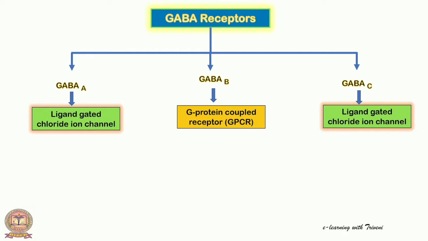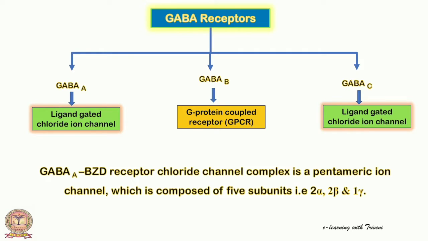GABA, barbiturates and benzodiazepines primarily show their pharmacological activity by binding to various sites present on the GABAa benzodiazepine receptor chloride channel complex. In this video, I am going to explain the GABAa receptor, that is the GABAa benzodiazepine receptor chloride channel complex. It is a pentameric transmembrane ion channel composed of 5 subunits: 2 alpha subunits, 2 beta subunits and 1 gamma subunit.